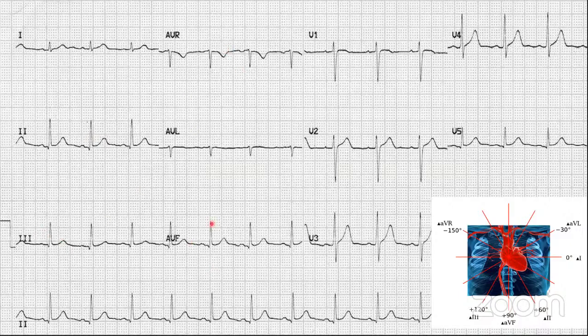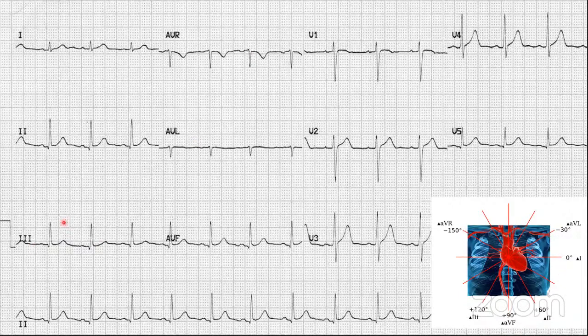Let's see here, AVF is also very positive, so going straight down. AVR is negative, so that tells me it's going away from AVR, which means it's going in this general direction here, which is great. And then AVL and lead 3, so these are the other 2 leads that we talked about on the sides here.